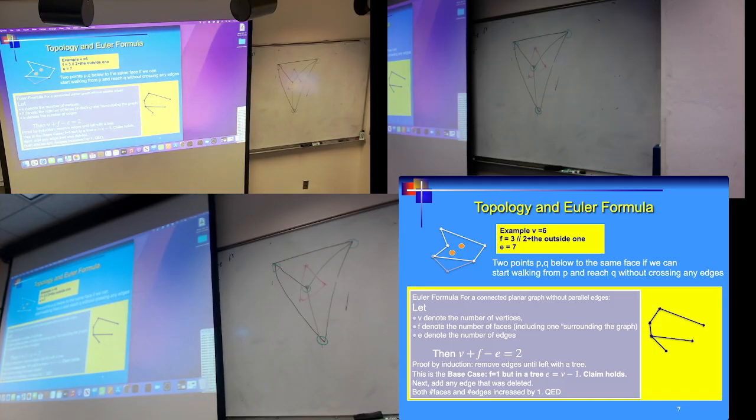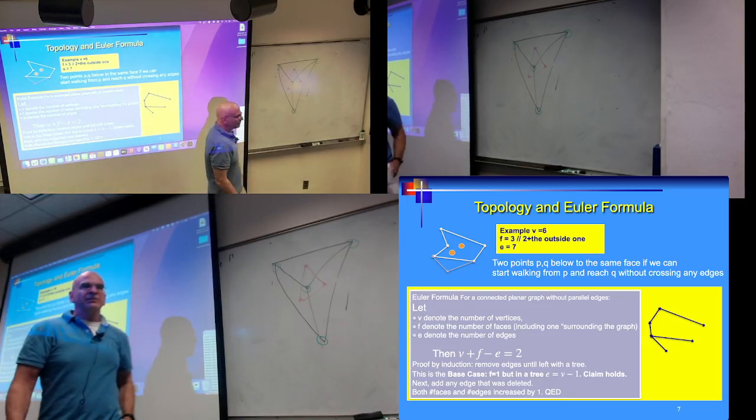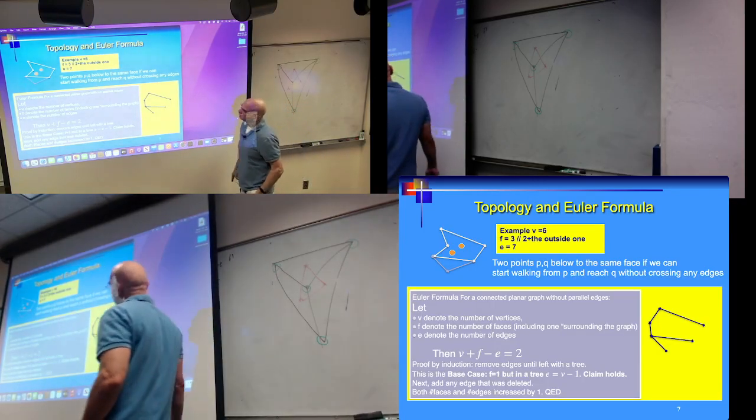And I'll assume that I don't have parallel edges, two edges that connect the same pair of vertices u to v. I'll just count them as one edge. Everybody understand what parallel edges are? If I have two edges in my graph between these two vertices, I just connect them as one edge. Get rid of one of them. Okay, so Euler formula tells you the following.